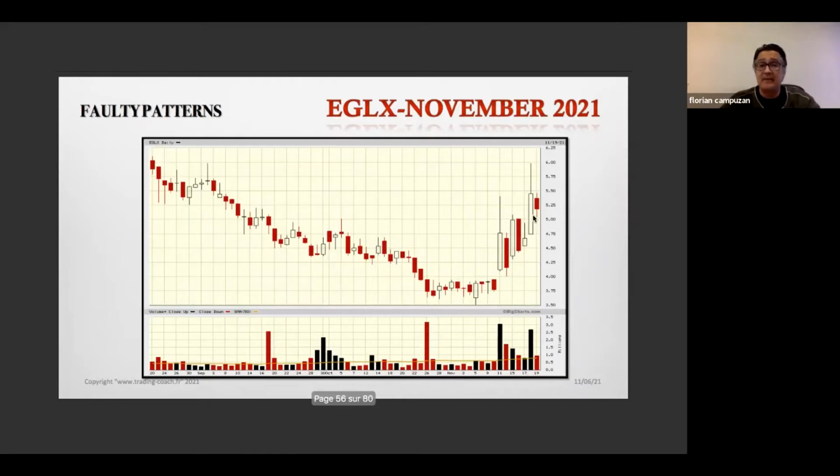I didn't take that. Look at the volume. It decreases, but not that much. Here, the red candle is accompanied with a big increase in volume. So it's dangerous. I don't know what it's going to do on Monday or Tuesday, but I can't take that. It's a faulty pattern.